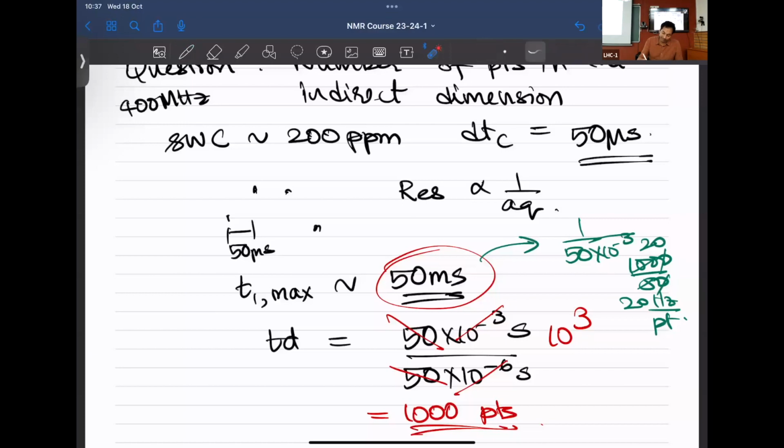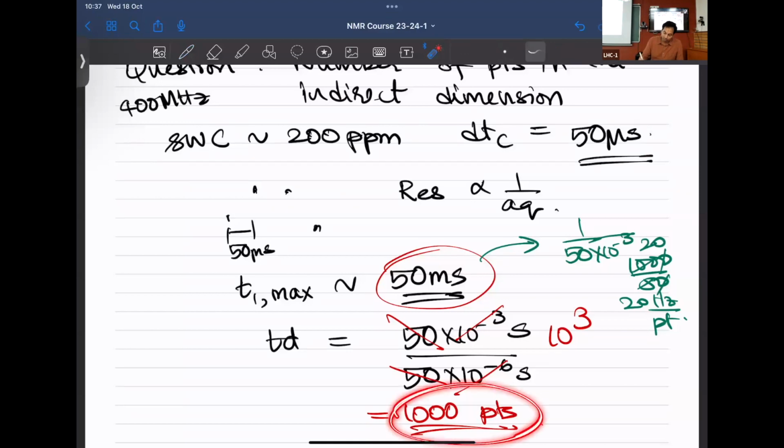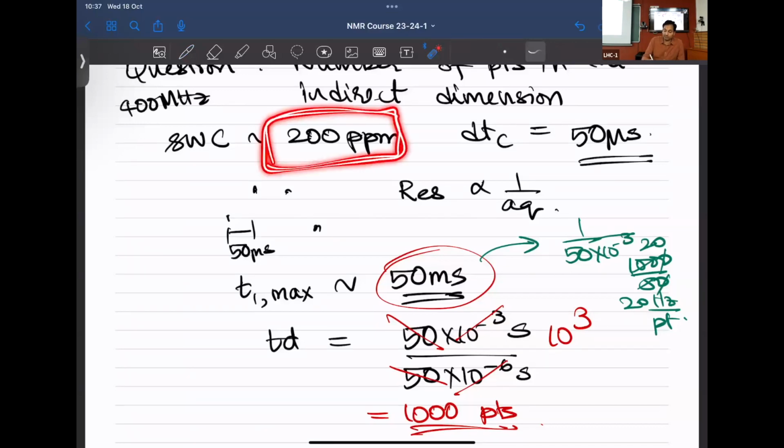Slowly, what you are able to catch up on is that the spectral width that you kept, which resulted in a short dwell time, is going to cost you more and more points. So a common thing that people do is to keep as short a spectral width as possible in the indirect dimension so as to achieve a certain resolution. This is exactly why I gave the lecture on how the number of points, acquisition time, and all that get related to one another.